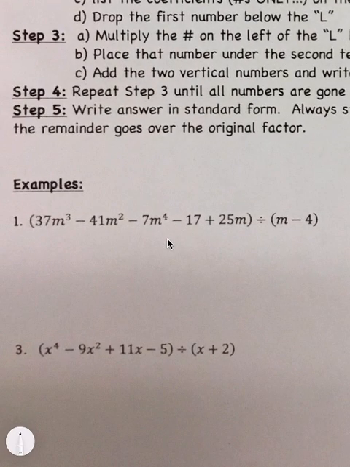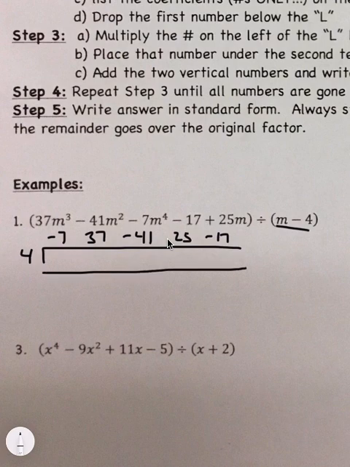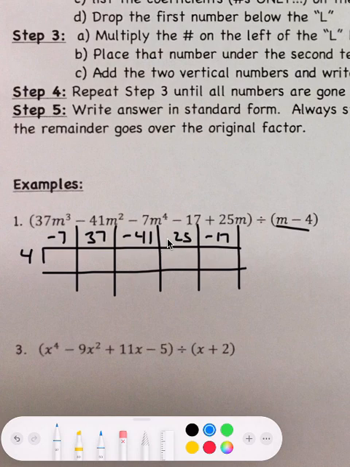So I tend to write it like this. I tend to go, and it still kind of looks like the division sign. M minus 4 becomes positive 4. And then we still list negative 7, 37, negative 41, 25, and negative 17. These are all the coefficients. Now, I like to just kind of make it a big table because it works better for me. Keeps it cleaner.